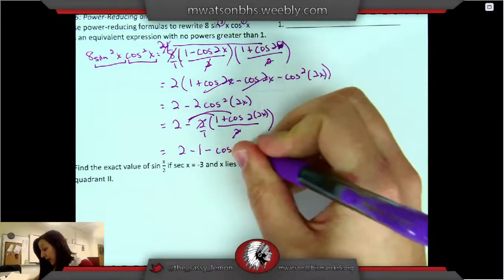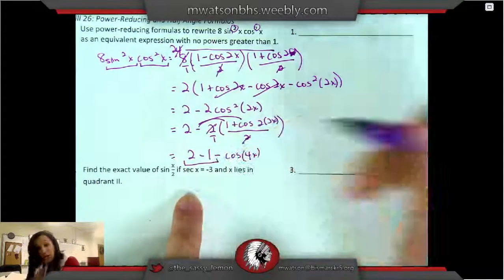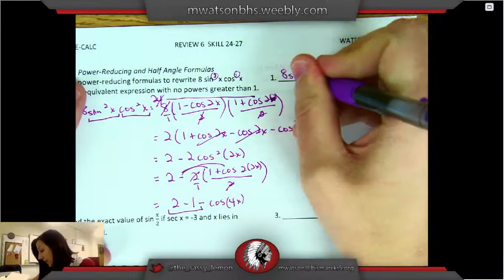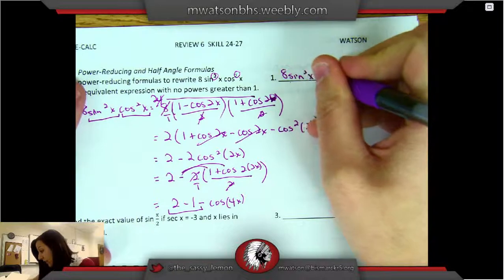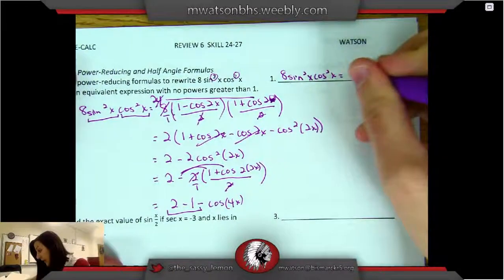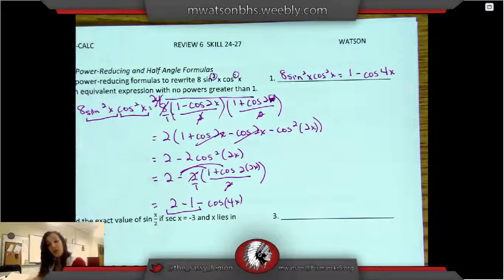cosine of 4x. So our final answer, we would combine these like terms, the constants, and we would get that 8 sine squared x cosine squared x can be boiled down to 1 minus cosine of 4x. And that's it.